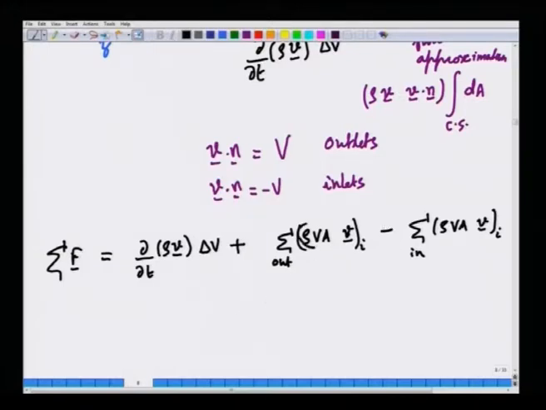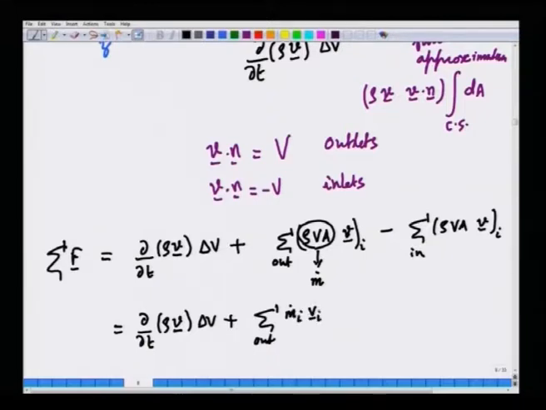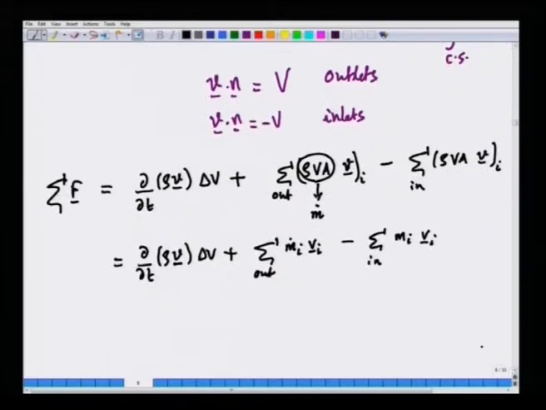Now, rho v A is nothing but the mass flow rate. So, I can simplify this further as d/dt of rho v times delta V, plus the summation over all outlets of m dot i times v i, minus the summation over all inlets of m dot i times v i, where the index goes over the various outlets and inlets.